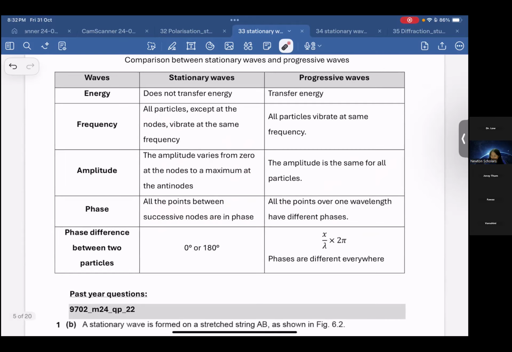So this one is progressive. All the points over one wavelength have different phases, from 0 to 360 degrees. How do you do the calculation? We learned this previously: the distance between the 2 points divided by the wavelength, times either 360 degrees or 2 pi. It doesn't matter. Today for the stationary wave, it only has 2 values, either 0 or 180 degrees.